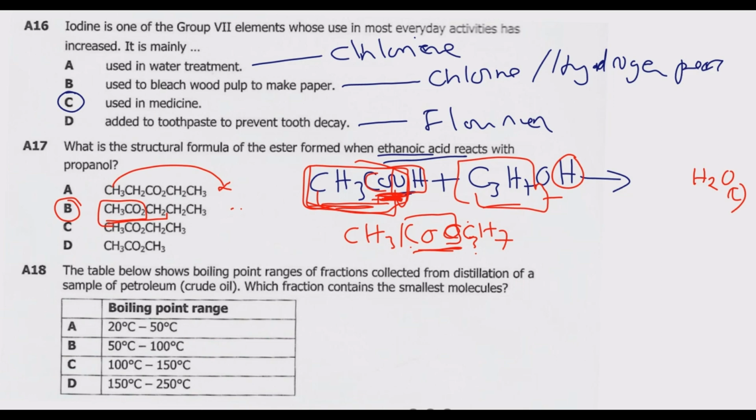18. The table below shows boiling point ranges of fractions collected from distillation of a sample of petroleum, which is crude oil. Which fraction contains the smallest molecules? So basically this one is straightforward. So molecules with short carbon chains will have low boiling points and they will be on top, while those with large carbon chains will have high boiling points. So the smallest molecules will be on top, so we'll have the lowest boiling point. So this should have the lowest, which is this one, which is A.